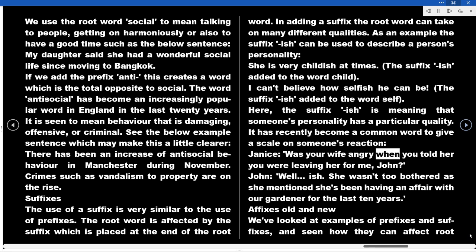Janice: Was your wife angry when you told her you were leaving her for me, John? John: Well, ish. She wasn't too bothered as she mentioned she's been having an affair with our gardener for the last 10 years.